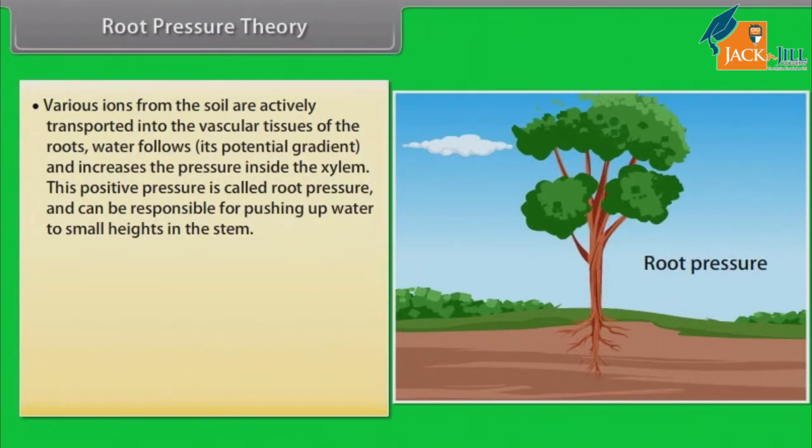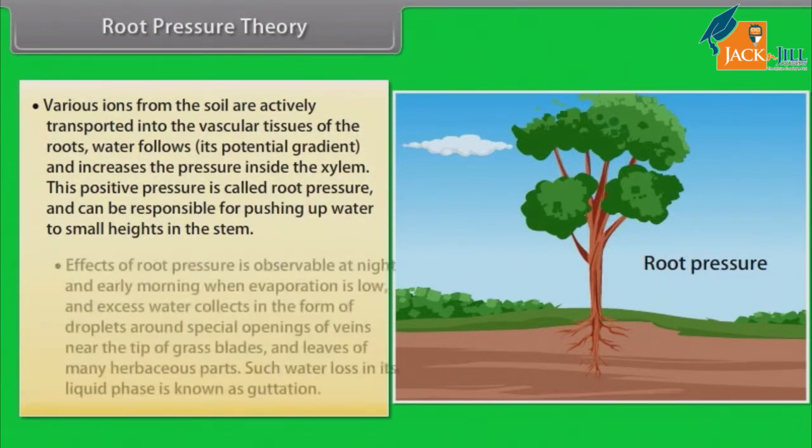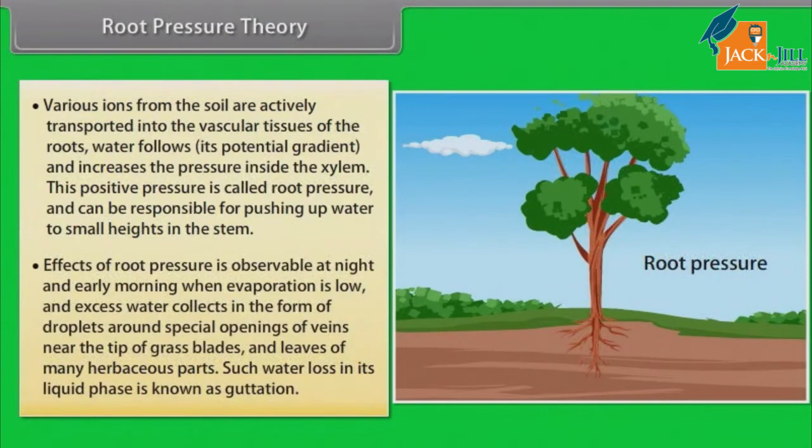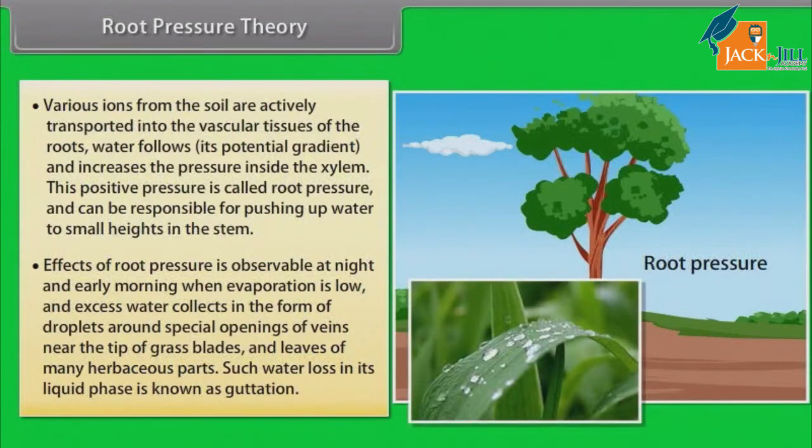This positive pressure is called root pressure and can be responsible for pushing up water to small heights in the stem. Effects of root pressure are observable at night and early morning when evaporation is low and excess water collects in the form of droplets around special openings of veins near the tip of grass blades and leaves of many herbaceous parts. Such water loss in its liquid phase is known as guttation.